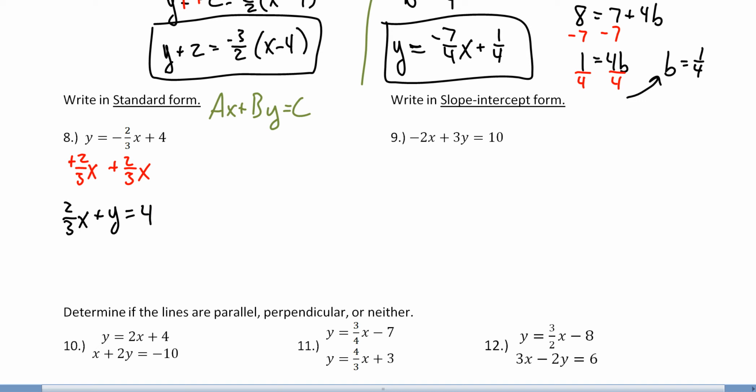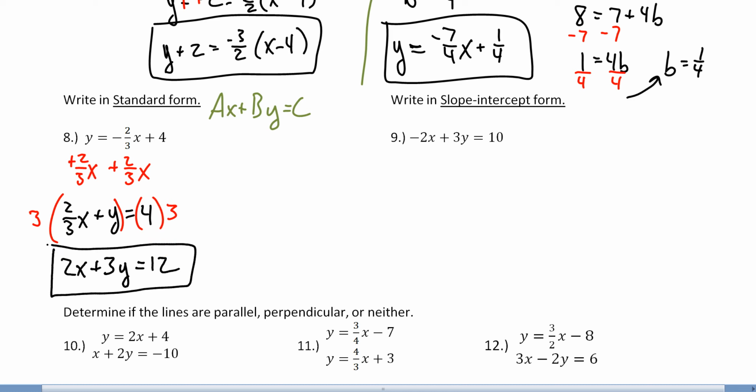So to get rid of the fractions from any equation ever, I multiply through by the common denominator. So I multiply each side by 3 to get rid of these fractions. So here I distribute, that gives me a 2x plus 3y equals 12. And I don't have a negative out front, so this is good to go just the way it is. Okay? The next one, write in slope-intercept form.